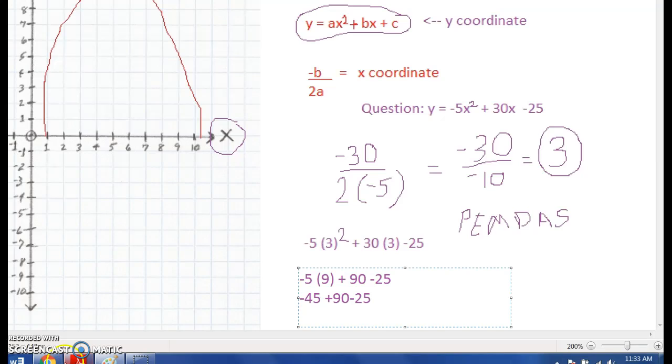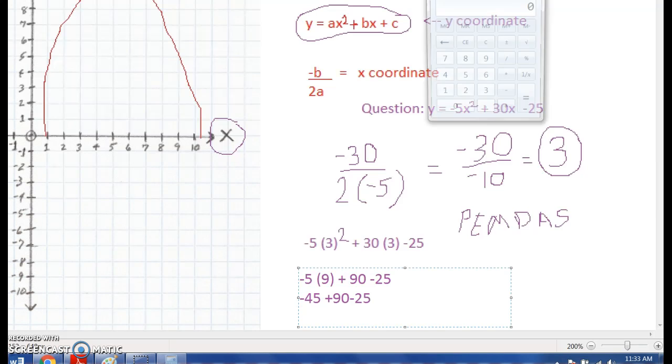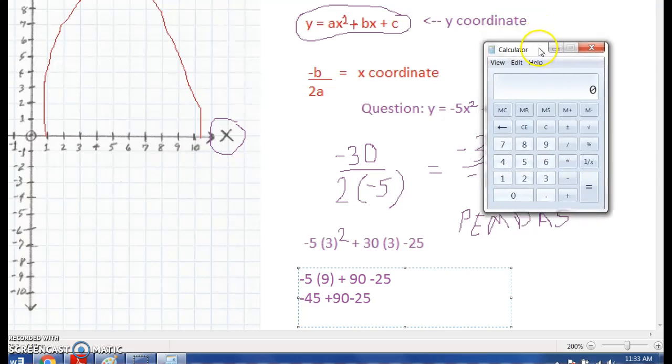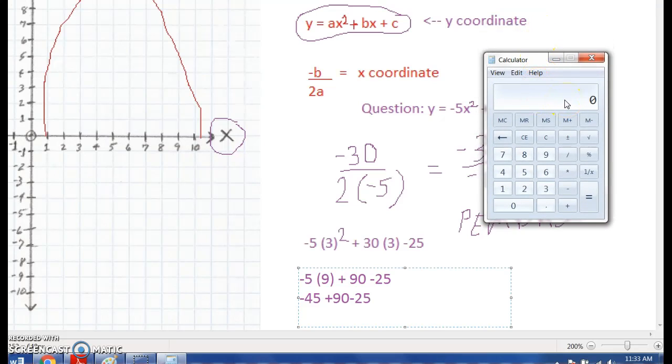Now at this point, if you want to use your calculator to make sure that your math is correct, you can. You're going to take your negative 45. This calculator doesn't seem to like negatives. Okay, negative 45. We're going to add it to 90, and we're going to get a positive 45. Then we're going to subtract 25 more, and we're going to get a 20. So what we end up with for this part is going to be 20.